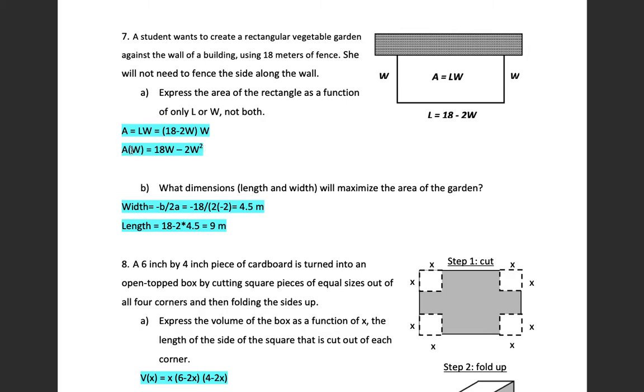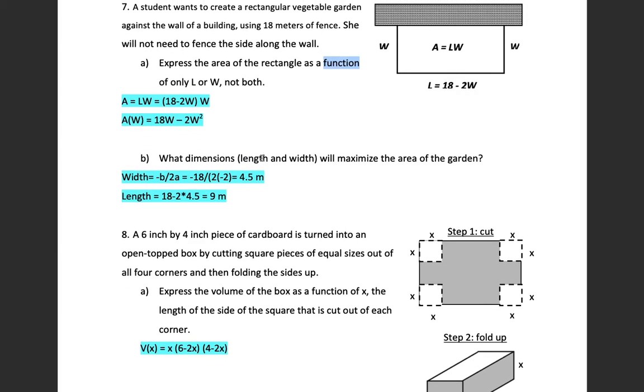A of W, that means a function of width. Okay, because the question says to write it as a function. That's why we have to write it as a function of this. So this is our required function in terms of W. Similarly, if you want, you can write it in terms of L also. In that case, you have to put the value of W from here. Okay, you have to go one step ahead.